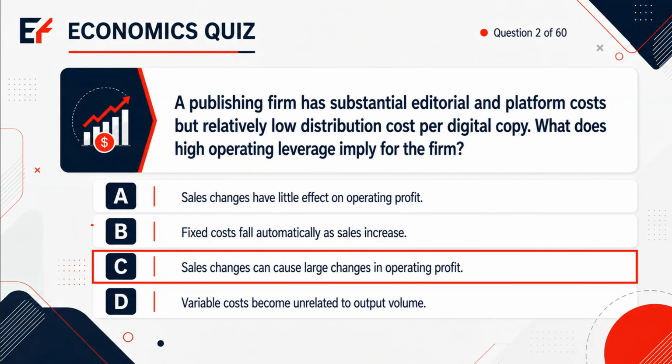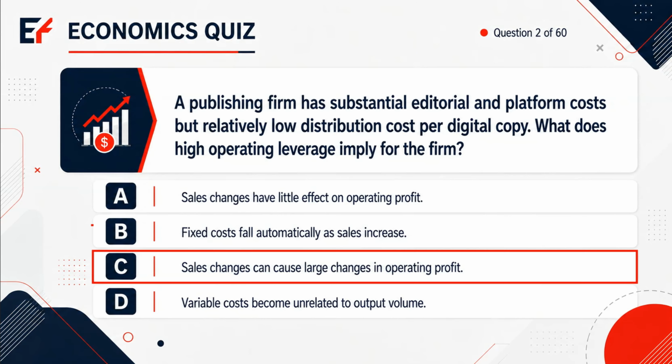Here is why. High operating leverage occurs when a business has a large proportion of fixed costs relative to variable costs. In this case, editorial and platform costs must be paid regardless of how many digital copies are sold. Therefore, a relatively small change in sales revenue can create a much larger change in operating profit.